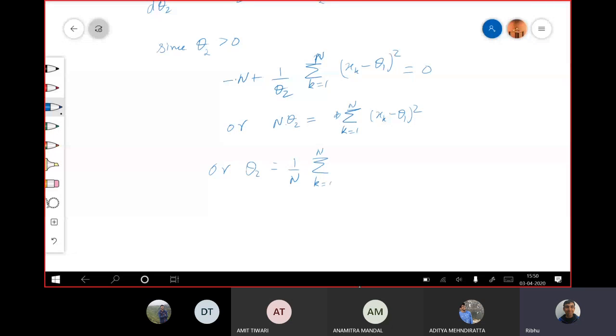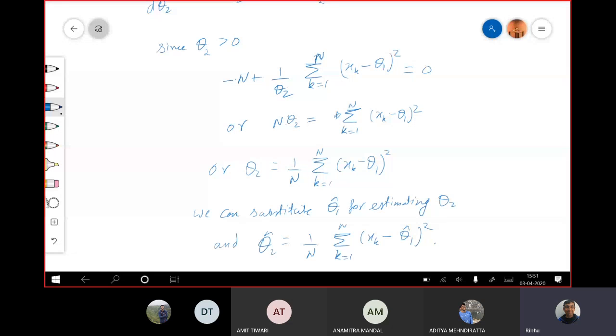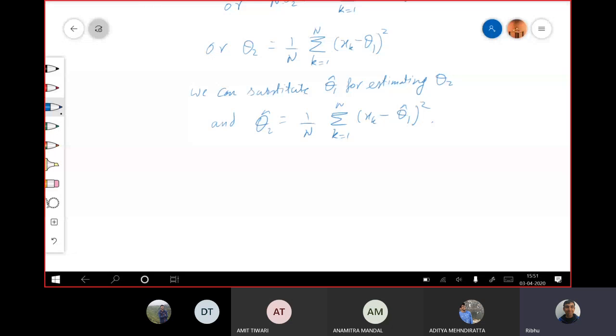So you can estimate theta 1 hat, and theta 2 hat equals 1 upon n summation k equal to 1 to n xk minus theta 1 hat square. So you can estimate the mean and the variance, but let's try to find out the expectation of the variance or expectation of theta 2 hat.